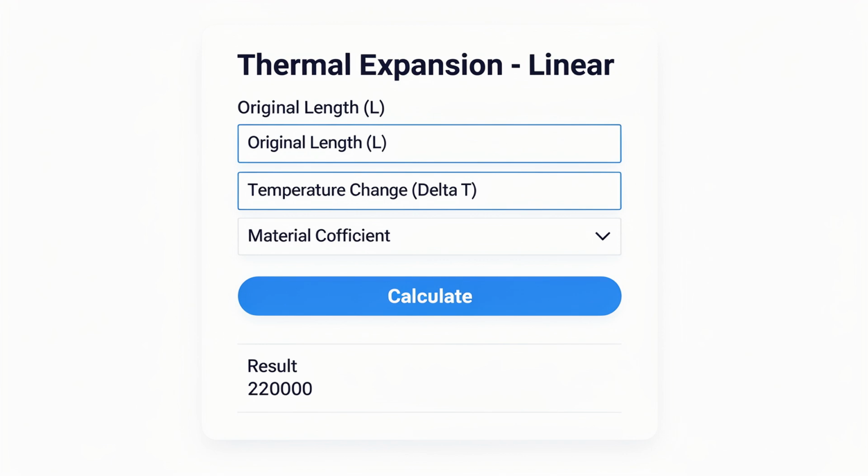Here's our example. I'll enter 10 for original length L, 10 for temperature change delta T, and 10 for material coefficient of thermal expansion alpha. After clicking Calculate Thermal Expansion, we get two results. Linear expansion delta L equals 1,000 meters, which represents how much the material lengthens. Final length equals 1010 meters, which is the total length after expansion.